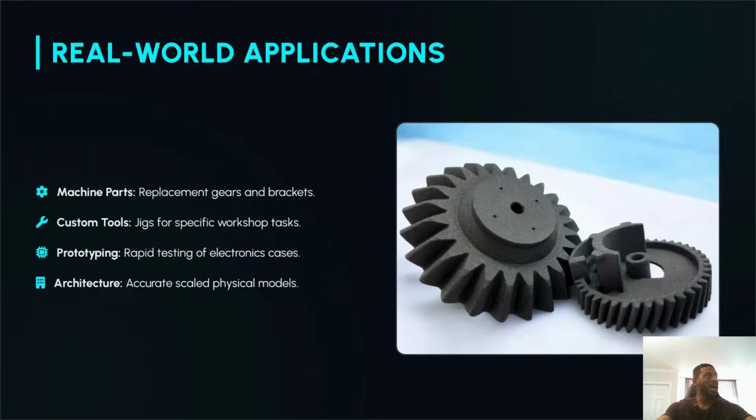Now, so our real world applications for 3D printing. So machine parts, replacement gears and brackets. So you can make custom tools for different machine parts, as well as a prototype for rapid testing of electronics, as well as architecture. So making accurate city plans is what I mean by architecture. I should be able to show you what I mean by making accurate city plans.